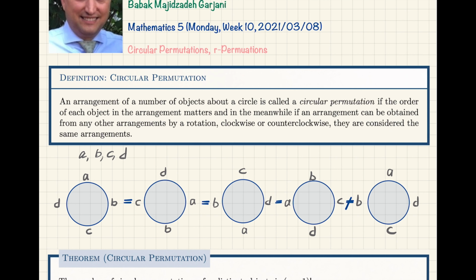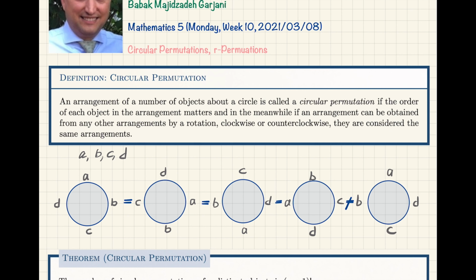Because now you see that this cannot be obtained by this from any kind of rotation, yes? If I want to rotate this object, it does not happen that D goes here and B goes there and C and A are here and here. So this permutation cannot be obtained from any one of these permutations by any kind of rotation. So I will consider this a new one.